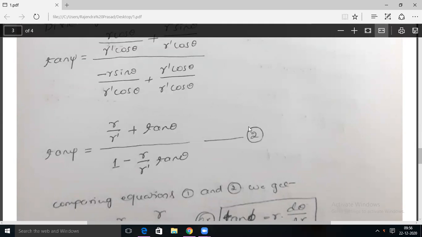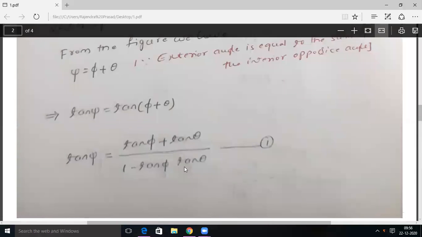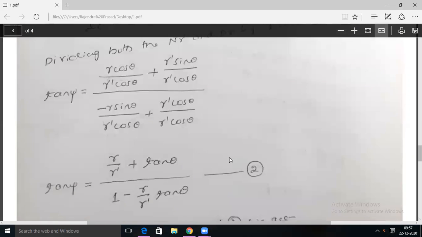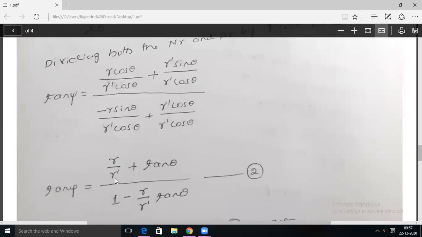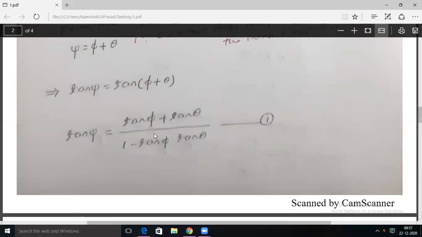Consider equation number 2. So we get tan psi. Tan psi is equal to r by r dash plus tan theta upon 1 minus r by r dash into tan theta. Comparing equation number 1 and 2. In equation number 1 we have tan psi is equal to tan phi plus tan theta upon 1 minus tan phi into tan theta. Comparing with equation number 2, tan psi is equal to r by r dash plus tan theta upon 1 minus r by r dash into tan theta. If we compare equations 1 and 2, what do we get?